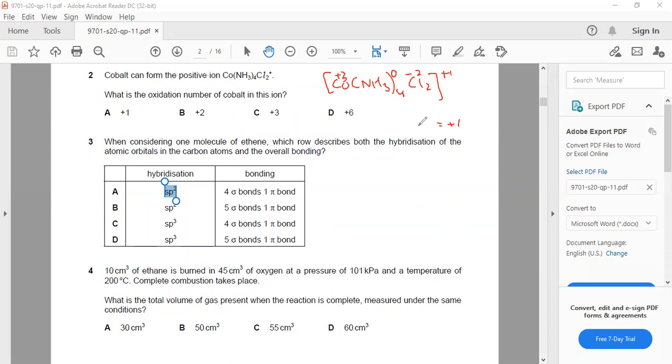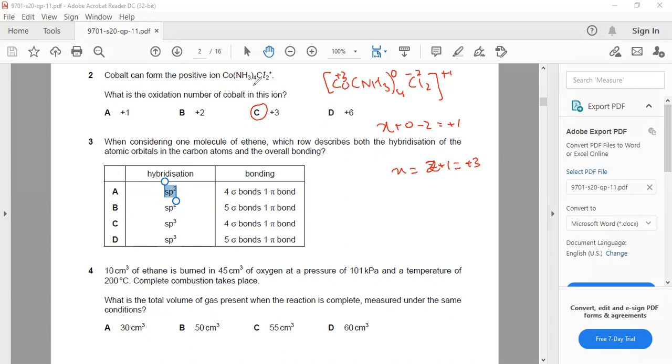Or you do it like this. Overall is plus charge, -2 for 2 chlorine. Ammonia is 0, so neglect it. Cobalt we have to find. -2, that side is +2, so +3. Okay, so C is the answer.